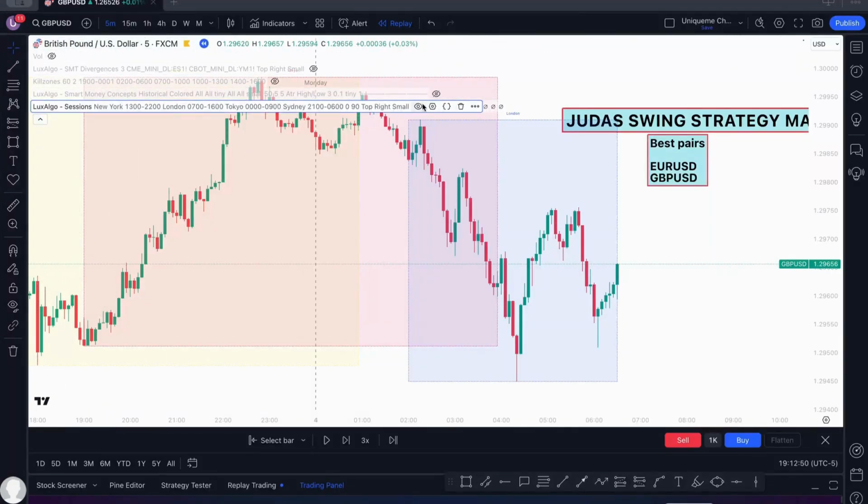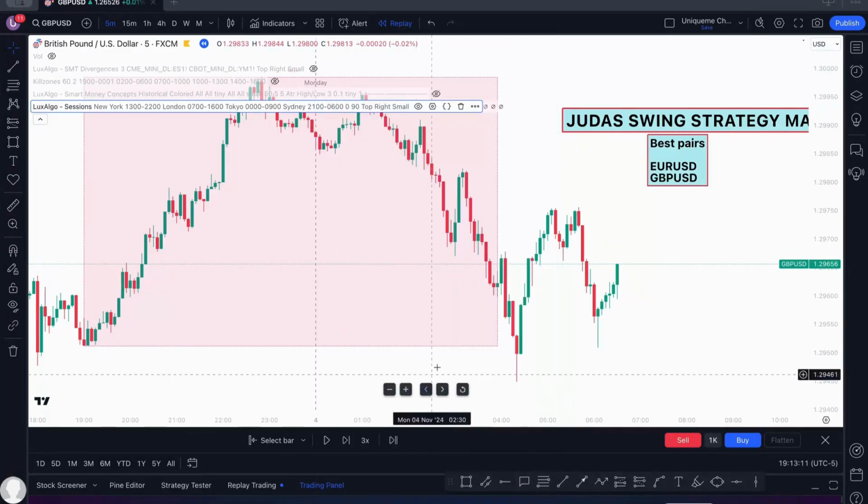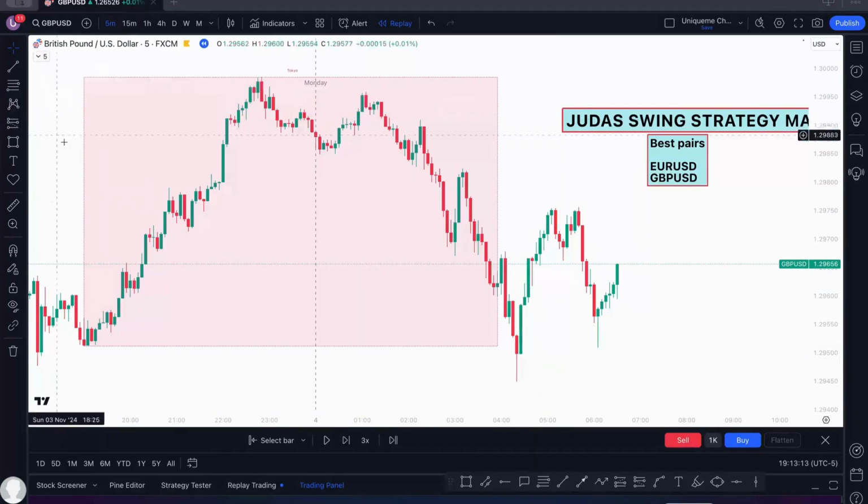You go to your indicator and you tap on settings. Now, what are you going to do? You're going to untick New York session, untick the range. You're going to untick London session, untick the range. We're going to leave Tokyo, because why? Tokyo is the Asian session. And we're going to untick Sydney and also untick the range. Now we are left with what? We're left with the Tokyo session. That's the first thing we're going to do on a 5 minute time frame.